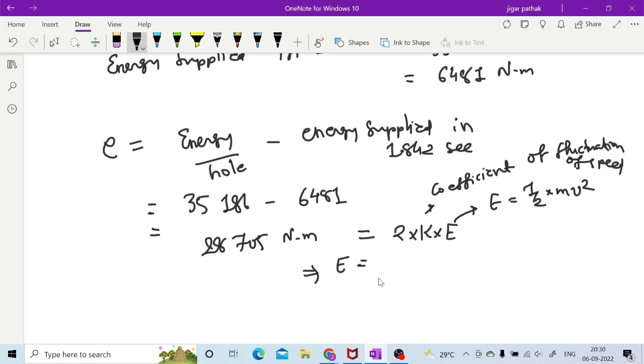So you can calculate your E as 478417, right? And once you get this, then you can equate it to this 1/2 mv square, where your m is the only unknown. So you will find your m as 2392 kg.